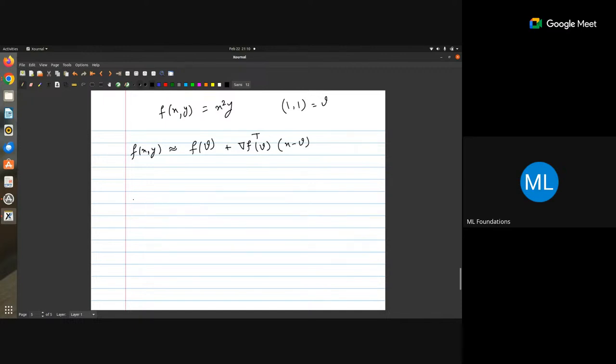What is it normally, for a single dimension problem? The approximation is like this: f of x is equal to what? f of x star, right, plus f dash of x star into x minus x star. So are you able to see the similarity? Here x star is what? This point. Right? Yes. F dash of x star is replaced by what?